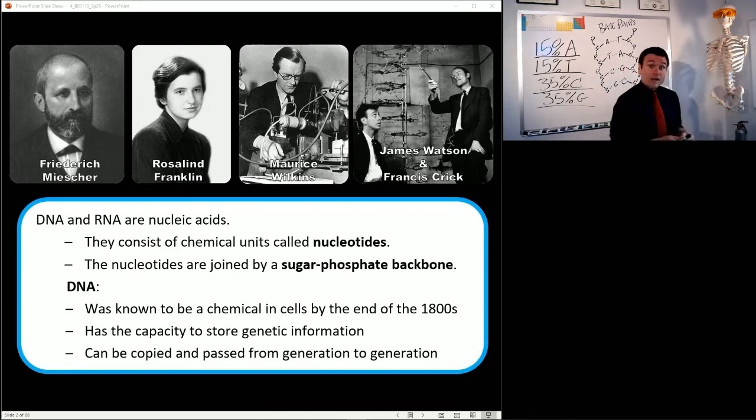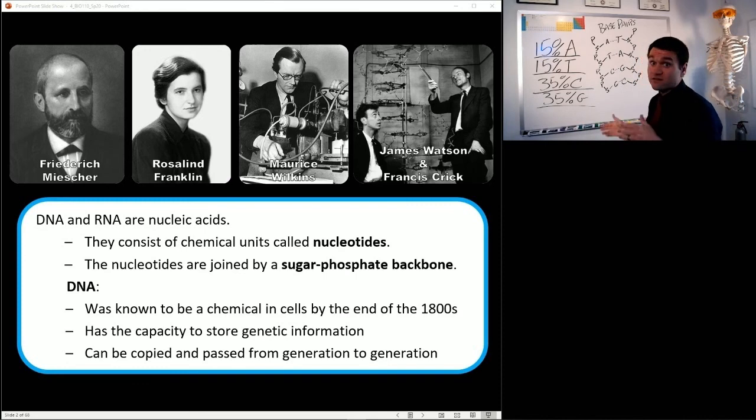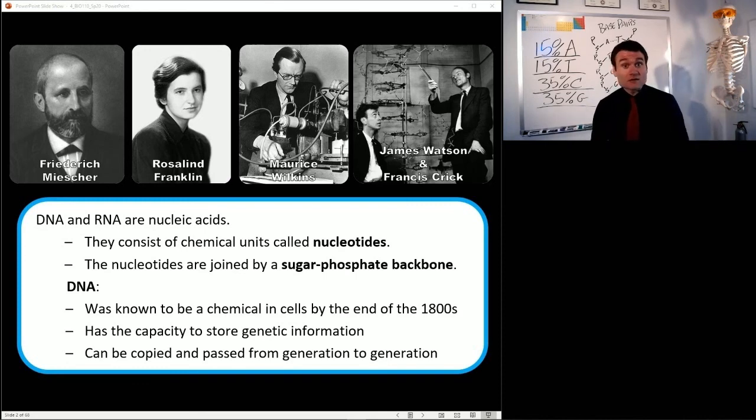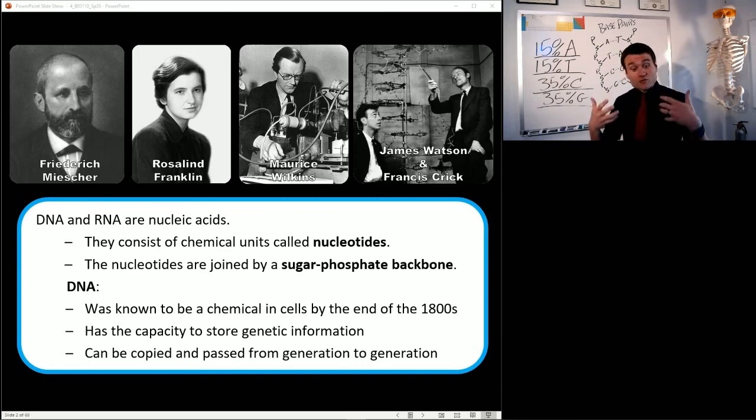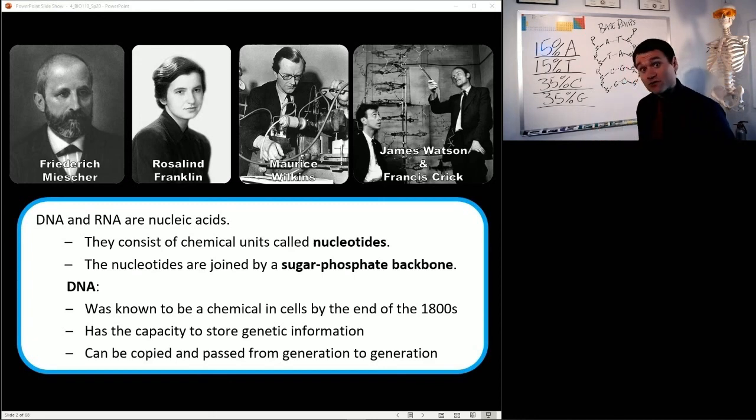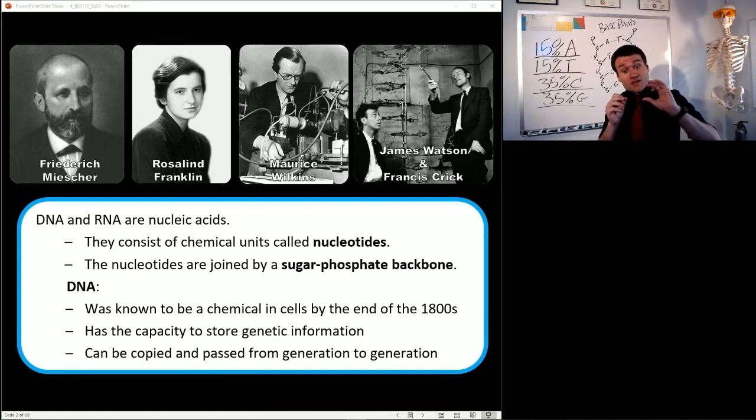Now, having a model is wonderful, but what's better than a model is having experimental results. Watson and Crick were not experimentalists, but they did know some experimentalists. There was a guy by the name of Maurice Wilkins and one by the name of Rosalind Franklin who were doing experiments on DNA using what's called X-ray crystallography. It's incredibly useful for taking essentially photographs using X-rays of very complicated molecules.